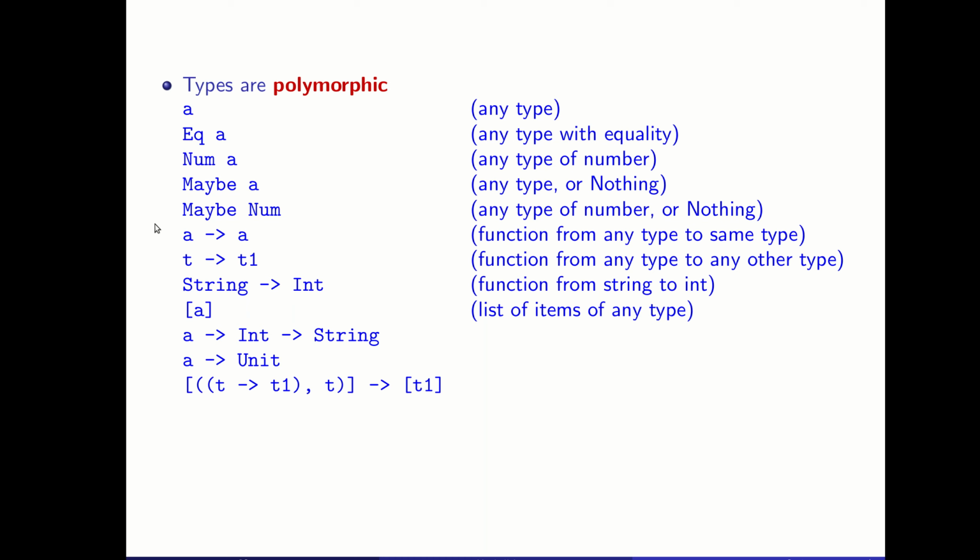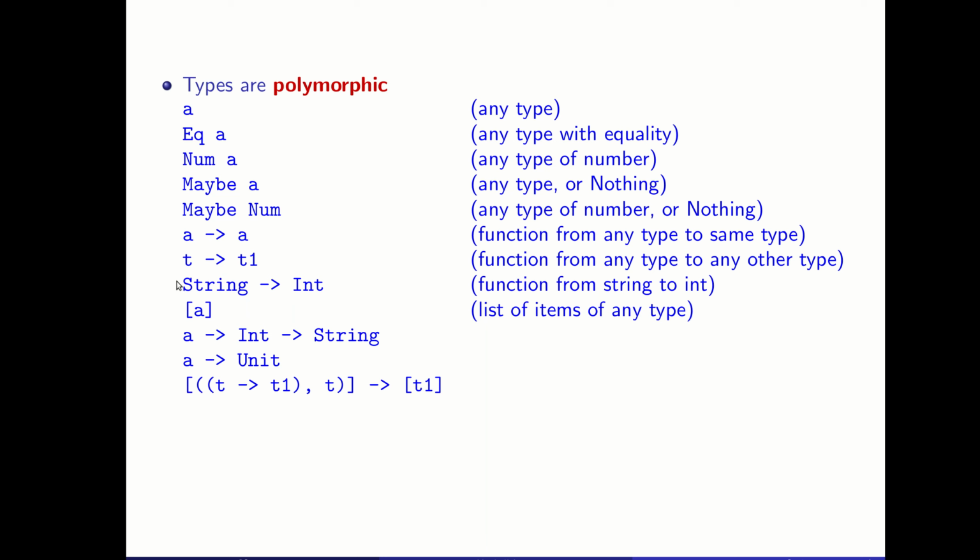Since these are unconstrained, they're not number A or equality A or anything like that, then this is any type here, and this is the same type as output, whereas this is any type here and any other type as output, or any type at all.